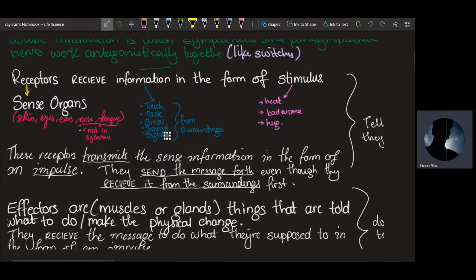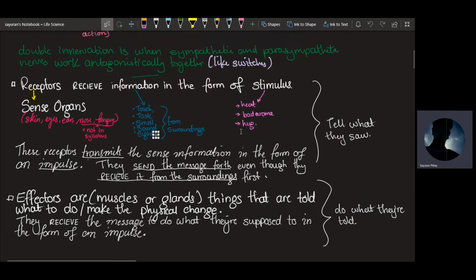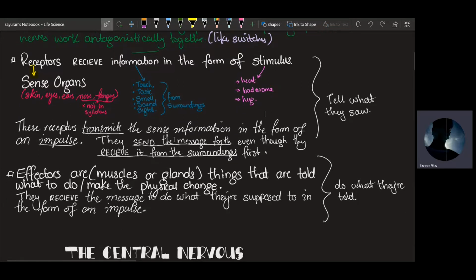Now, the sense organs are the receptors responsible for taking in this information: your skin, your eyes, your nose, your tongue. The nose and the tongue are not in your syllabus. The skin is, briefly. The eyes are, and the ear, which I have put down a video on earlier. It's there somewhere. Now, receptors, as I've written here, transmit the sense information in the form of an impulse, as I've already discussed, but they receive it from the surroundings first.